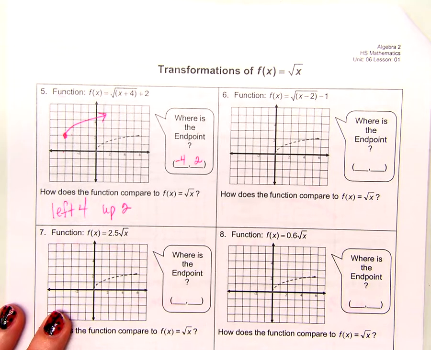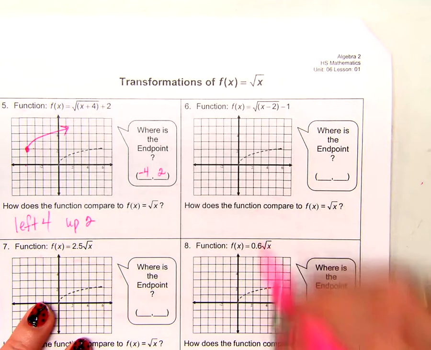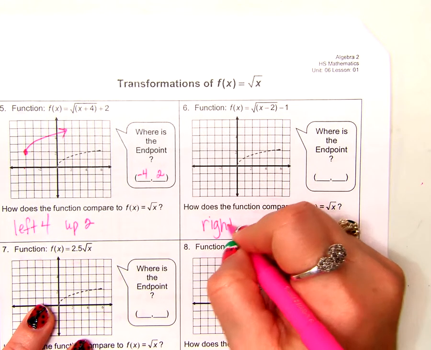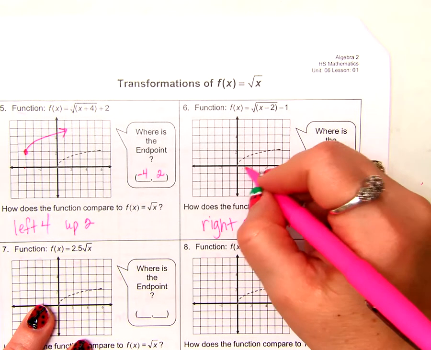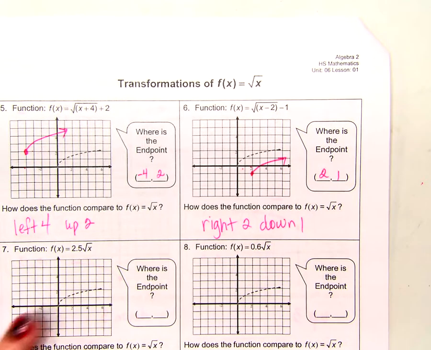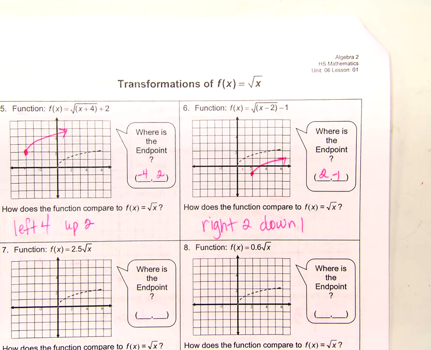What about 6? We'll get to the order mattering in just a second. Fair enough? Okay, what about number 6? Right 2, down 1. So right 2, down 1. So that point is 2, 1. Yes? Oh, excuse me. Thank you very much. 2, negative 1. So what about 7?